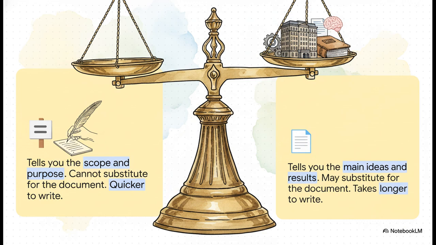So you can see there's a classic trade-off here. On one hand, the indicative abstract, super quick to write, but it's just pointing you in a direction. On the other hand, the informative abstract takes more work, for sure, but it can literally stand in for the document itself. It really boils down to what you're trying to do. Are you just pointing the way? Or are you giving someone a shortcut?